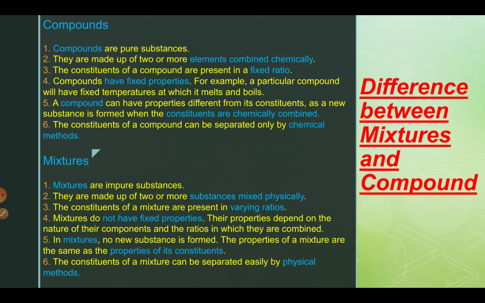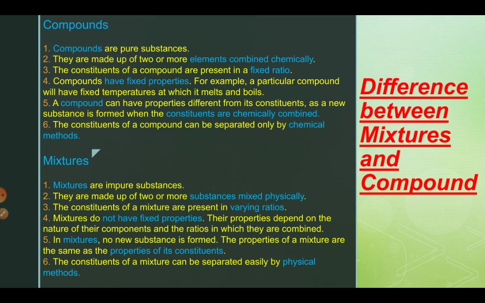So, differences between mixtures and compounds. First, compounds are pure substances, and mixtures are impure substances. Compounds are made up of two or more elements combined chemically. Mixtures are made up of two or more substances mixed physically. The constituents of a compound are present in a fixed ratio. The constituents of a mixture are present in varying ratios.